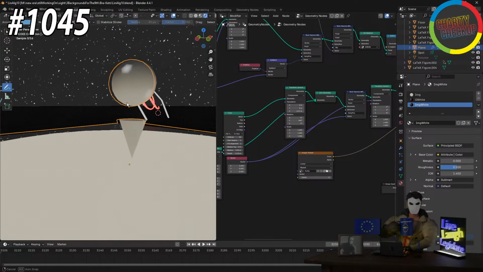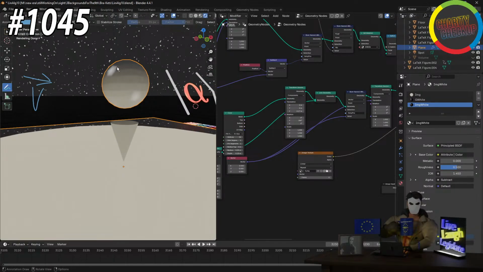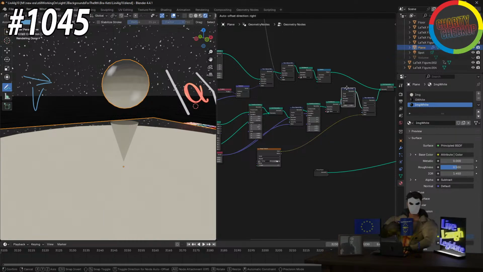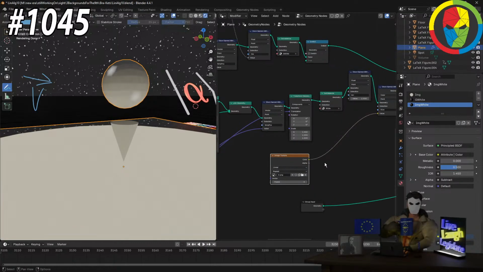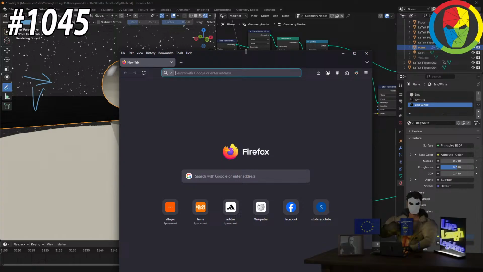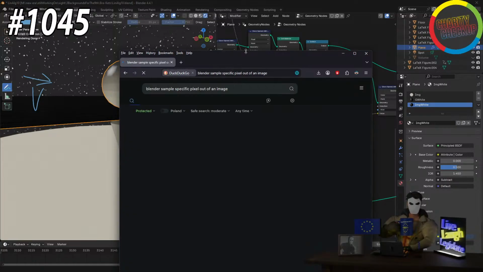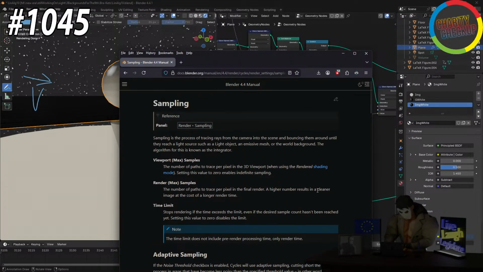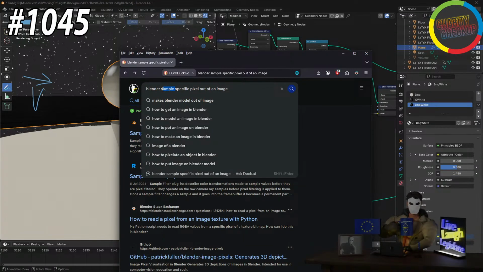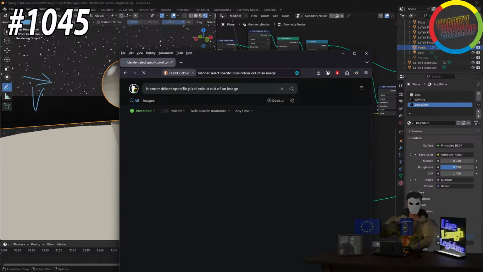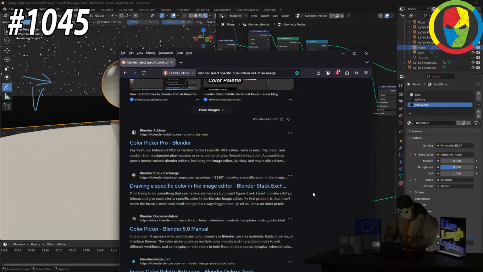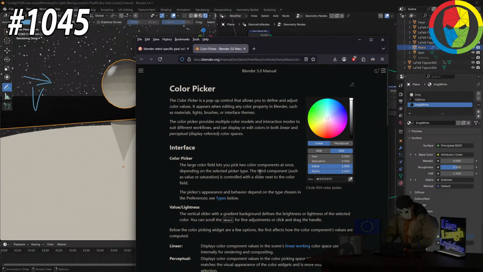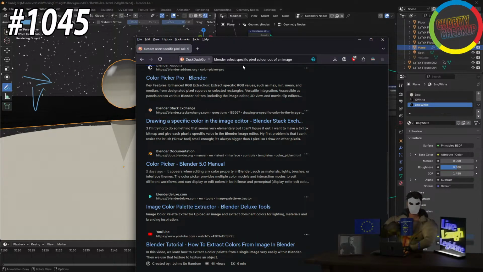The main issue I'm having is that you can see that only certain vertices get the right color, which means that Blender is trying to be clever and is trying to UV wrap the image automatically. I just really don't want it to. I want to sample a specific pixel. Actually, I can just look it up. Blender sample specific pixel of an image. Well, not that one. I mean, select pixel color. That's Blender 5.0. My goodness, I'm still using 4.4.